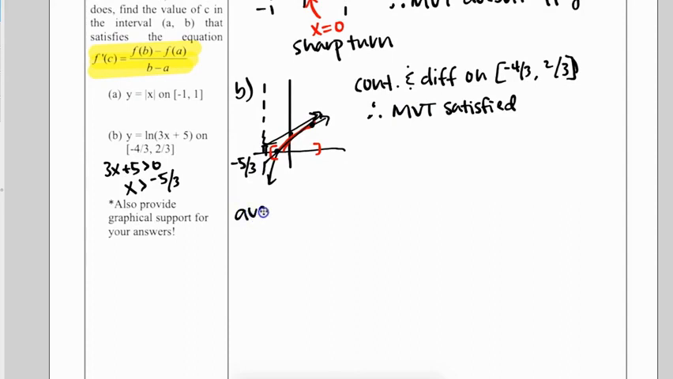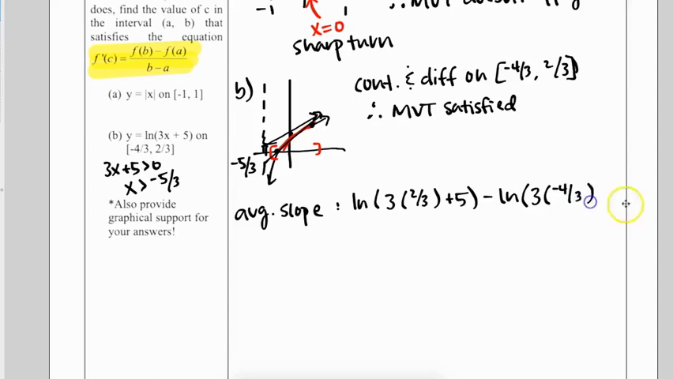Okay, so our average slope is just going to be f of b minus f of a all over b minus a. So it's going to be the natural log of 3 times 2/3 plus 5 minus the natural log of 3 times negative 4/3 plus 5, over 2/3 minus negative 4/3. So really we're going to be adding here. All right, so inside our argument, 3 times 2/3 is just 2, 2 plus 5.